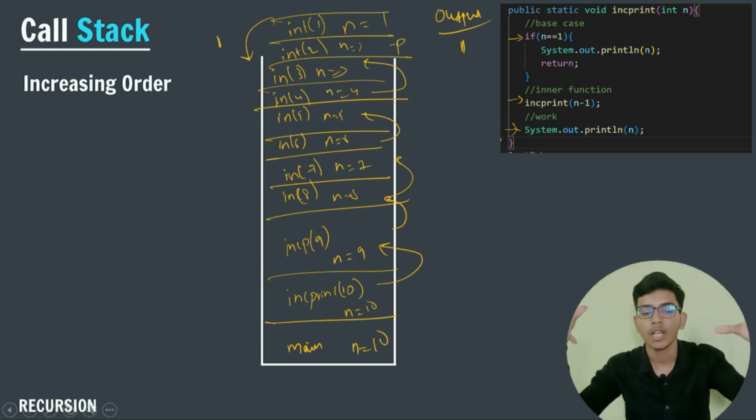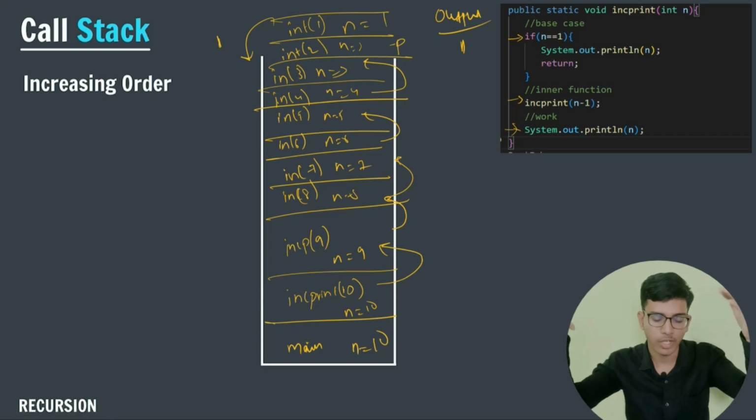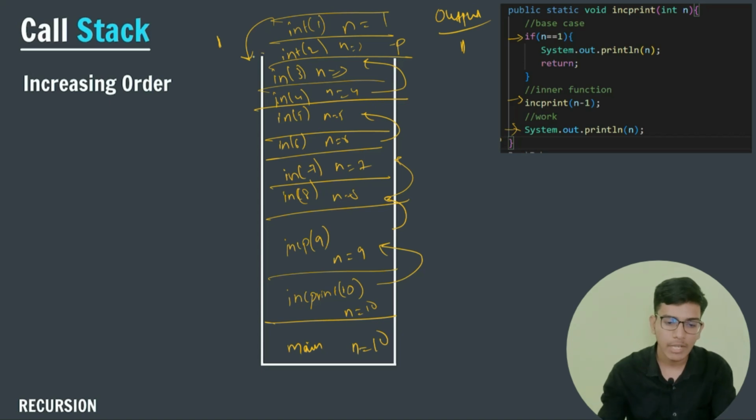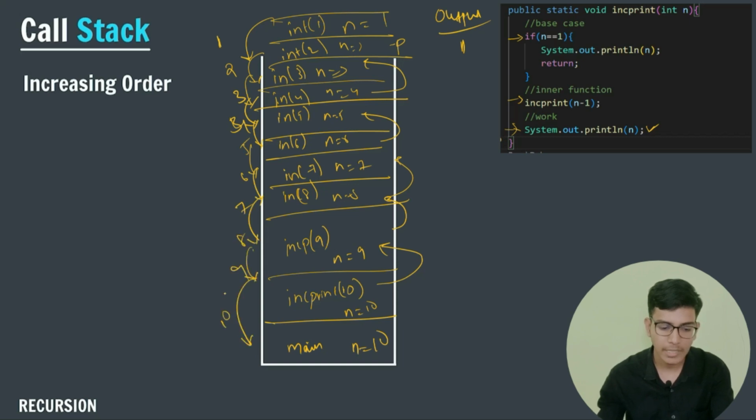So the function control will come to n is equal to 1, my previous function call. So from here I will print the value of n. So what I am doing, you can see that I am printing the value of n. So I will print 2. After that I will print 3. After that I will print 4. After that I will print 5. After that I will print 6, 7, 8, 9, and finally I will print 10. So the output will be 2, 3, 4, 5, 6, 7, 8, 9, 10.